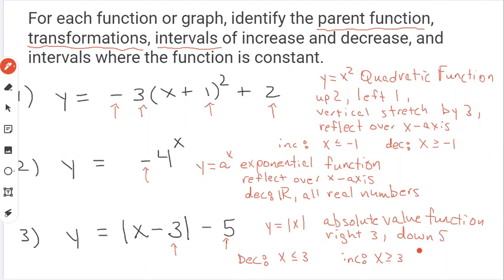And then we'll move on to the last slide, and then we'll talk about what's going to be due on Sunday. Okay. So we're identifying parent functions, transformations, and intervals of increasing, decreasing, and constant. That's what we're focused on today, and that's what your classwork is going to be on.